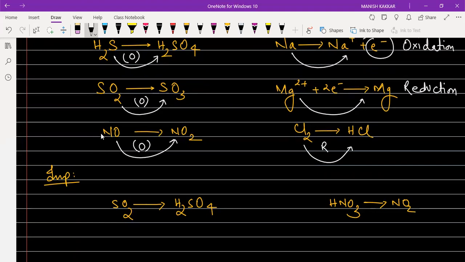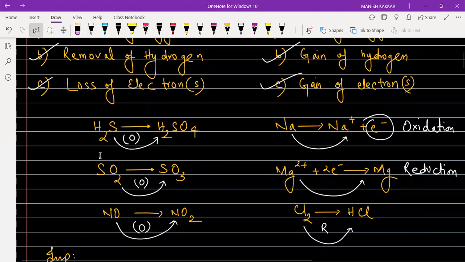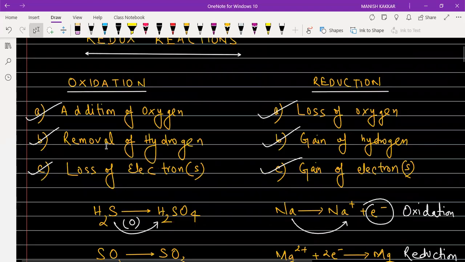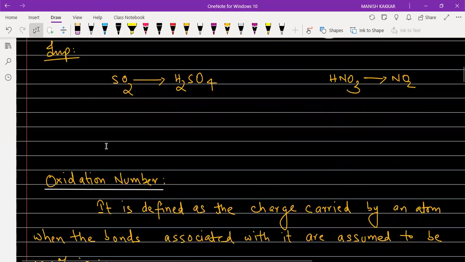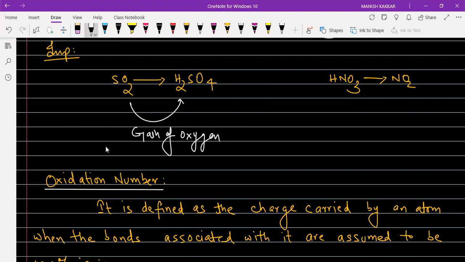ठीक है। But there is one problem in understanding these definitions related to oxygen and hydrogen. What is that? If I consider the example of SO2 to sulfuric acid, there is gain of oxygen taking place. Fine. And similarly, there is the gain of hydrogen. Fine. So what should we say in this case? Is SO2 get oxidized to sulfuric acid, or has it been reduced to sulfuric acid?